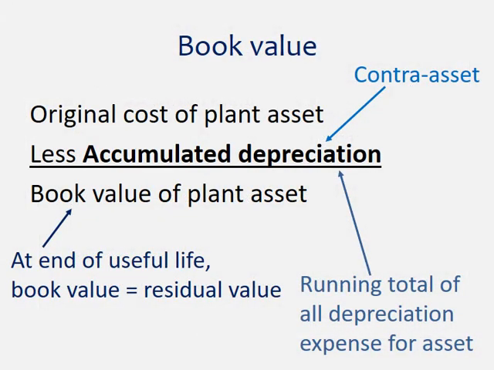Let's go through a quick reminder of some basic depreciation concepts before we go through a units of production depreciation example. The book value of a plant asset is its original cost less accumulated depreciation. Accumulated depreciation is a contra asset that contains a running total of all depreciation expense for that asset over its lifetime. At the end of an asset's useful life, its book value will be equal to its estimated residual value.